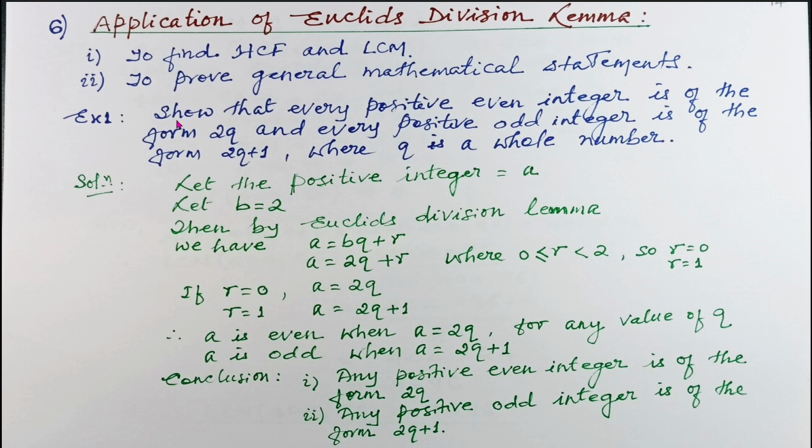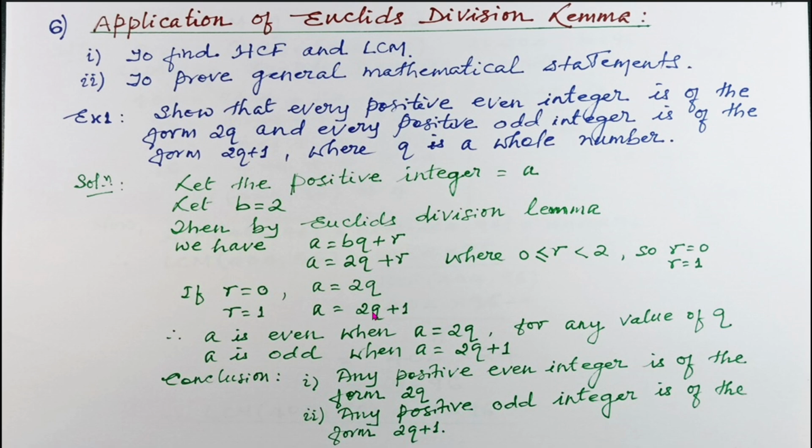Now, to prove this by Euclid's division lemma, let us assume the positive integer as a. Let the number be a. Since we have to prove it as 2q, let us take b as 2. Then apply Euclid's division lemma, a is equal to bq plus r, and b is 2 here, therefore a is equal to 2q plus r. R is greater than or equal to 0 but less than 2. Now, if r is less than 2, that means r can be 0 or 1. So, putting r equal to 0 here, we get a is equal to 2q.